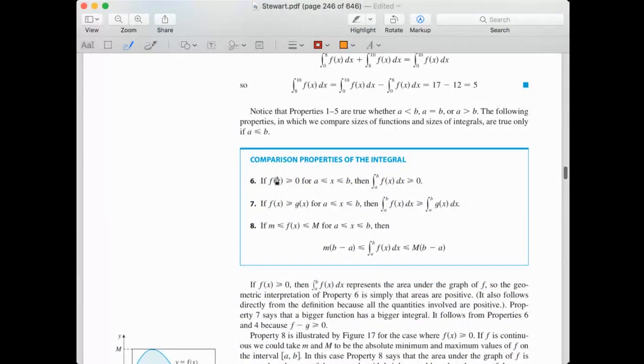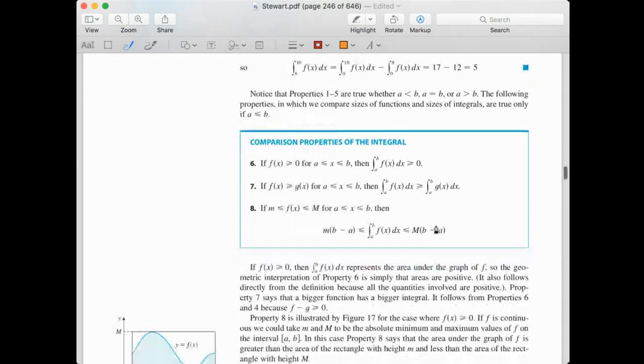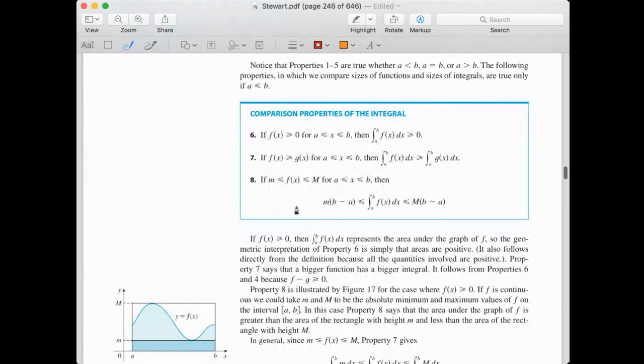So if a function is always non-negative for x in between a and b, the integral from a to b is always non-negative. For two functions, if one is always greater or equal to the other for all x values in between a and b, the integral is always bigger than the other one, which is obvious, right? If you think about the rectangles. If a function is bounded between two values, then the integral is also bounded.